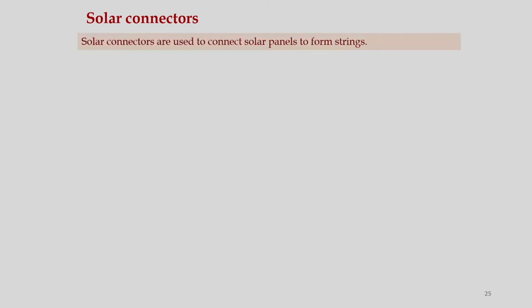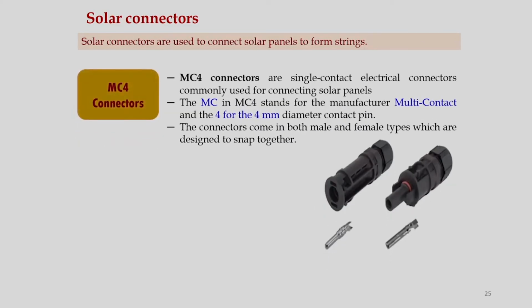There are some connectors. We must know about the connectors, what kind of connectors are used. Solar connectors are used to connect solar panels to form strings. Normally, MC4 connectors are used. What does it mean? MC4 means multi contact connector, and 4 means the diameter of the contact pin. That is how it is designated. These connectors come in both male and female types, which are designed to snap together. It looks something like this: the female component and the male component.